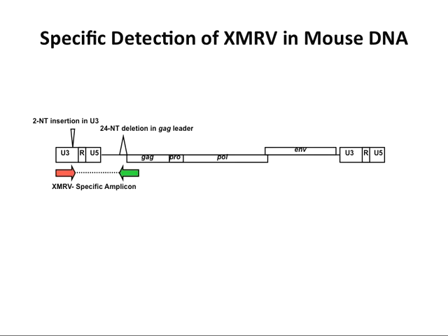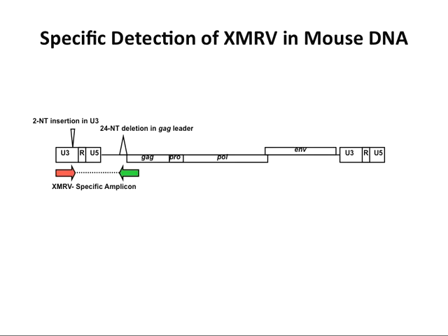It turns out that XMRV has a 24 nucleotide deletion right here, which is unique. And so you can design PCR primers that span it and are therefore going to amplify specifically XMRV in mouse DNA. You want to do this because there are lots of related sequences in the mouse genome, and you don't want to see those. You just want to see XMRV.